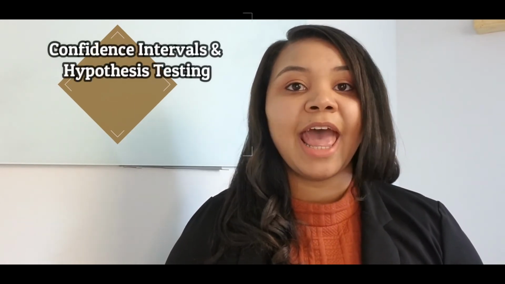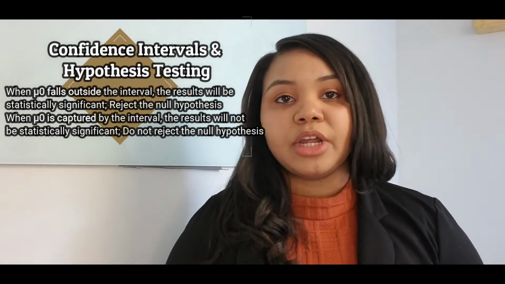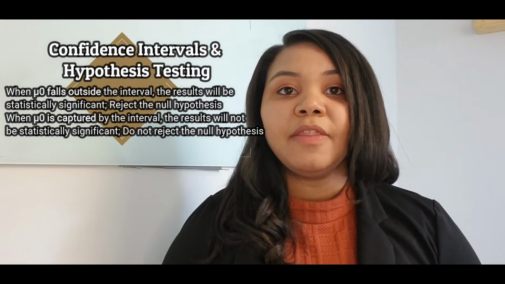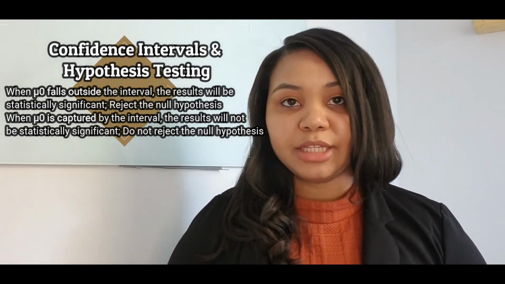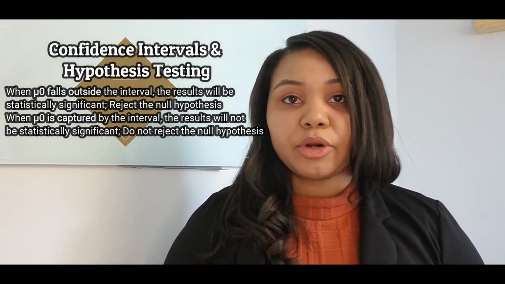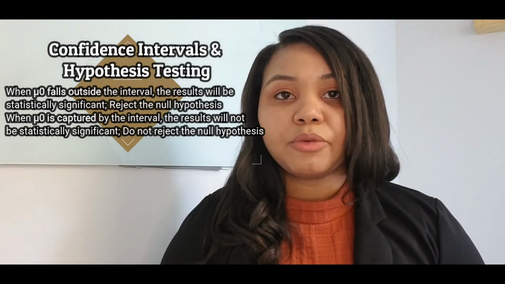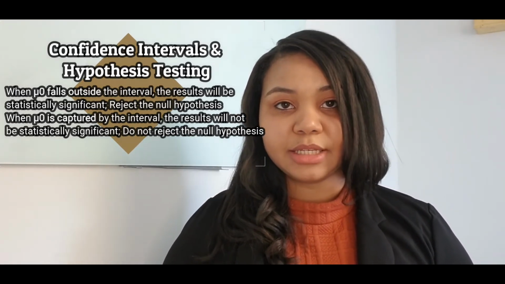Confidence intervals can also be used to predict whether a two-sided hypothesis test will be significant at the alpha level of significance. When the value of the parameter identified in the null hypothesis falls outside the interval, the results will be statistically significant, and so we will reject the null hypothesis. When the value of the parameter identified in the null hypothesis is captured by the interval, the results will not be statistically significant, so we cannot reject the null hypothesis.